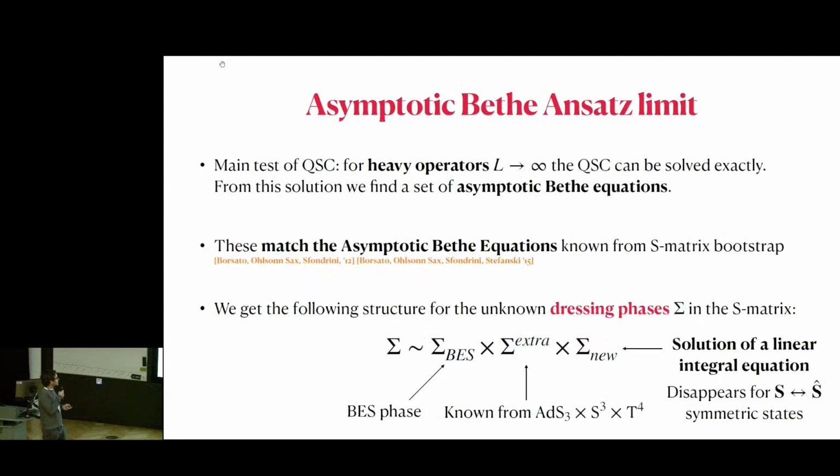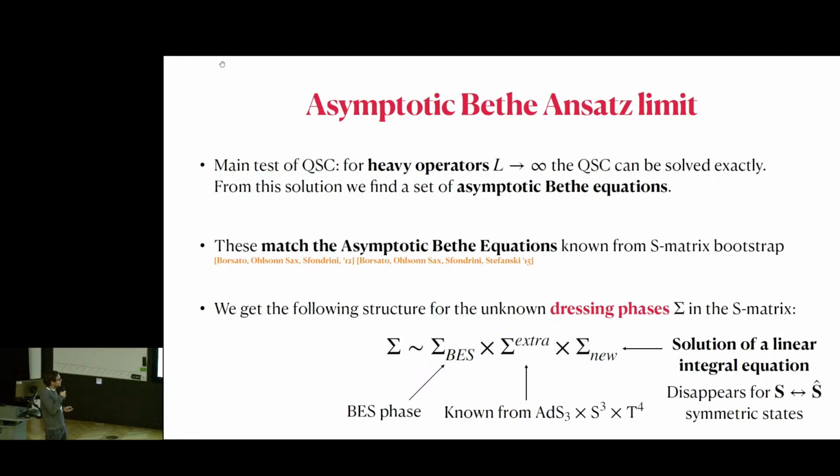Then it's time to do some testing, and the main test we have performed so far, though it's still work in progress, is the asymptotic Bethe ansatz limit. To do this, you should take L to infinity, where L is the length of the operators in the dual CFT. In this case, the quantum spectral curve equations simplify enormously, and you can actually solve them exactly. From this limit, some Bethe equations emerge, and they should reduce to the asymptotic Bethe ansatz equations, which are known in the literature from the S-matrix bootstrap. We checked that they're actually the same, at least in some cases.